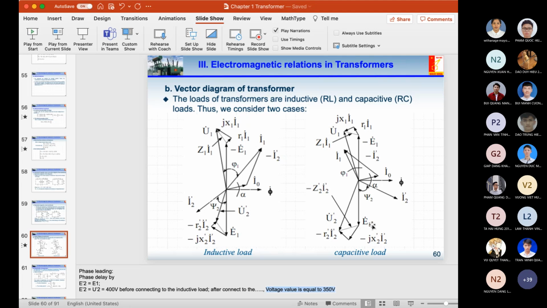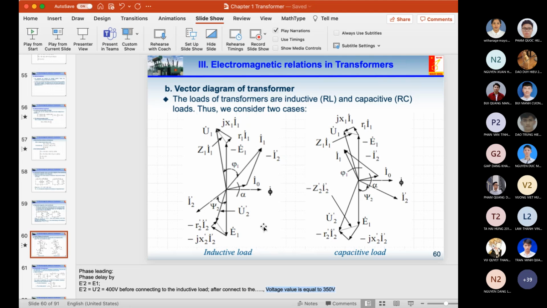And of course, in this case with the capacitive load, you can see that the voltage of the secondary winding is greater than E2 here. You can see, it is greater than E2, because the load current phase leads the voltage, and of course this one here.